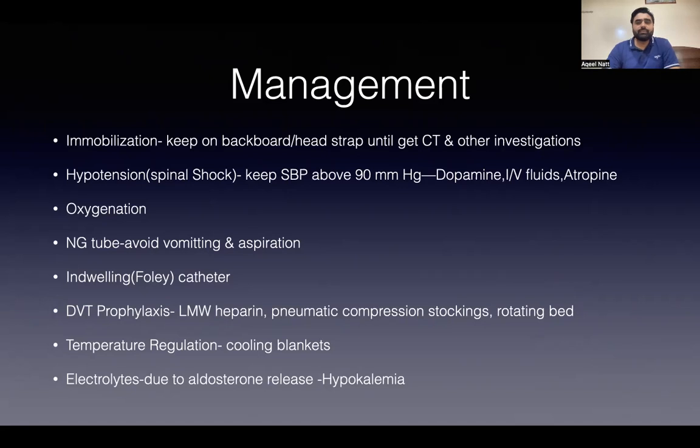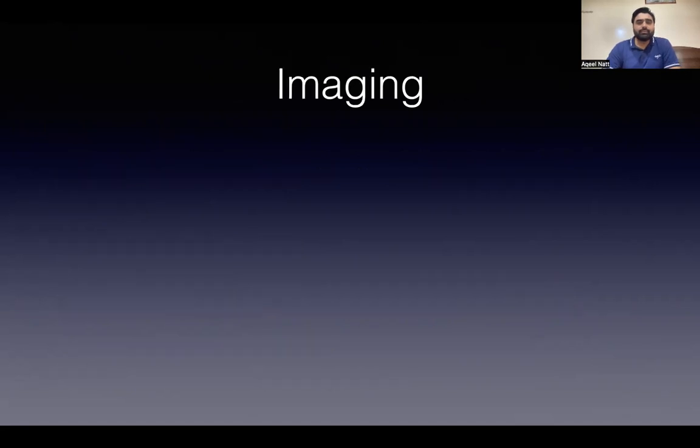Now, the imaging. The first line imaging is the X-ray. You go for whole spine X-rays, because if you find a spine injury somewhere, there's a 10% chance of having another secondary spine injury. So always go for whole spine X-rays.